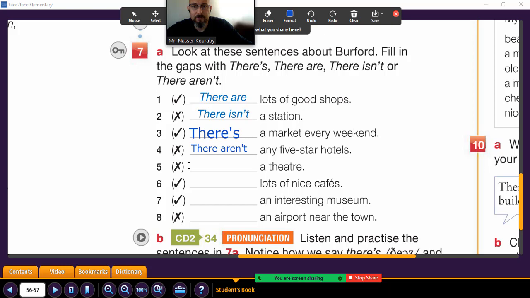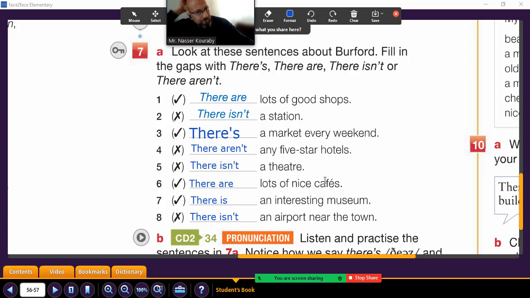Now, let's write together. A theater. So it's what? Singular, negative. There isn't. Okay. Lots of nice cafes. Plural. R. Positive R. Yeah. An interesting museum. An. Singular. Positive. There's. 8. An airport. Singular. Negative. Yes. There isn't.